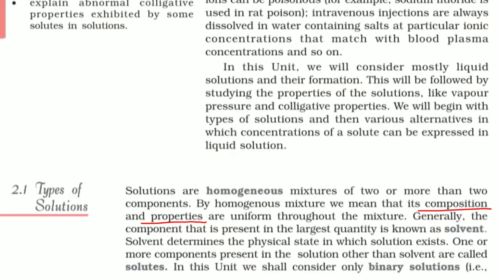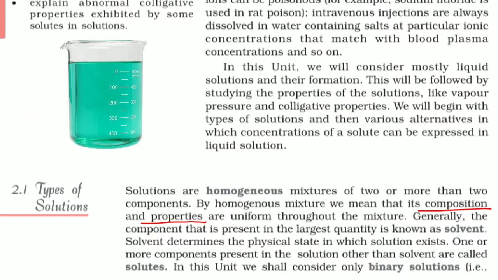In case of a homogeneous mixture, the composition should be uniform throughout the mixture. That means if the composition of the solution at this part is, let's suppose, C1, then the composition of that solution at this part should also be the same, that means also C1. Understand? Then only we can say that the mixture is a homogeneous mixture, and this is the homogeneous solution.